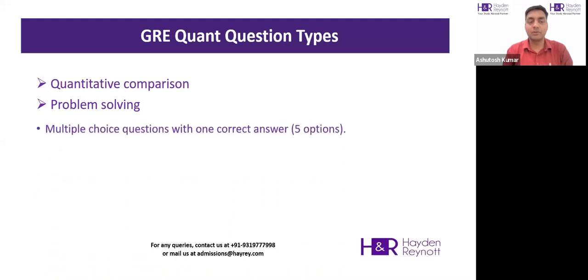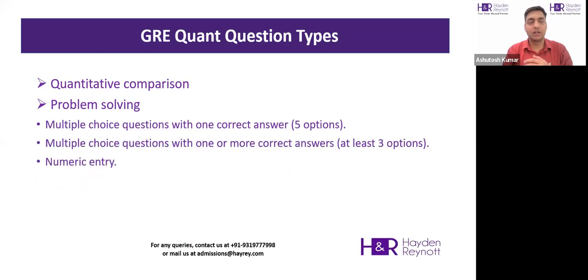But in problem solving, again, there are three types of questions: multiple choice questions with one correct answer, MCQ with more than one correct answer, and numeric entry questions. In MCQ with more than one correct answer, it is possible that we'll have a minimum of 3 options, and a maximum of 8 or 9 options. In numeric entry, you don't have any option given. You have to solve the question and get the number as your answer. In MCQ with one correct answer, you get 5 options, and you have to select one correct option from there. So these are the question types.